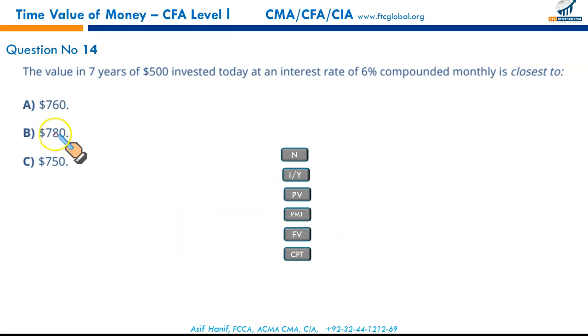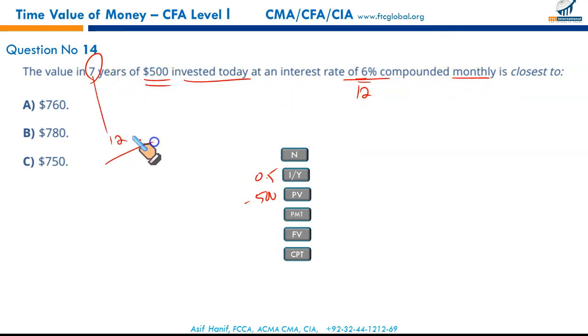Question number 14. The value in 7 years, N is 7, of $500 invested today, that is invested right now, it's a present value, at an interest rate of 6%, compounded monthly. When it says compounded monthly, you have to divide it by 12, that will give you 0.5. And how many periods will there be of 12 months? For how many years are we talking about? 7 years multiplied by 12. 7 multiplied by 12 means 84 periods.